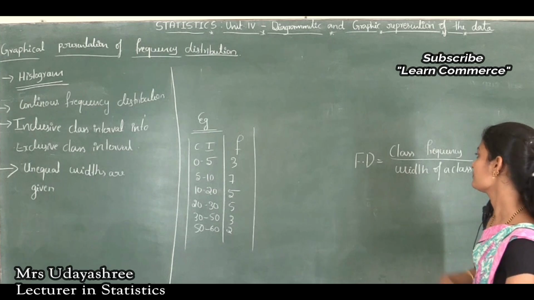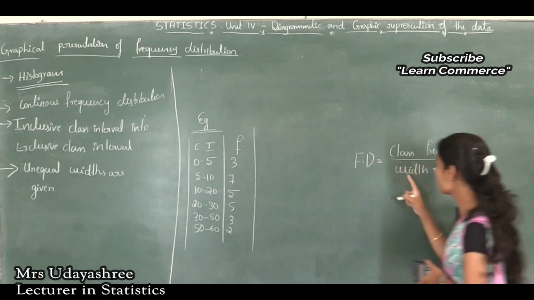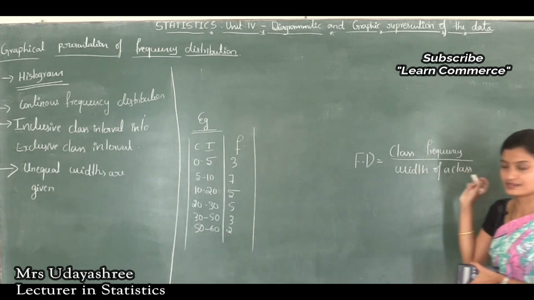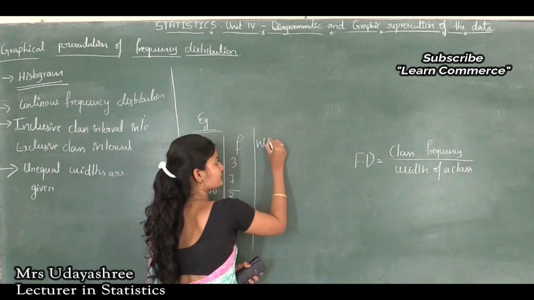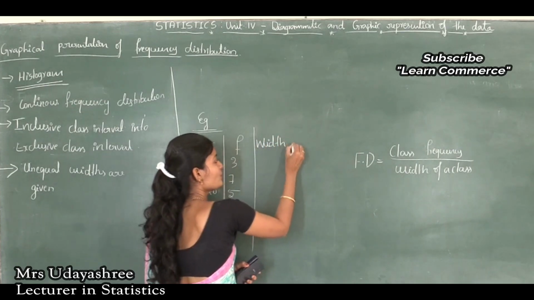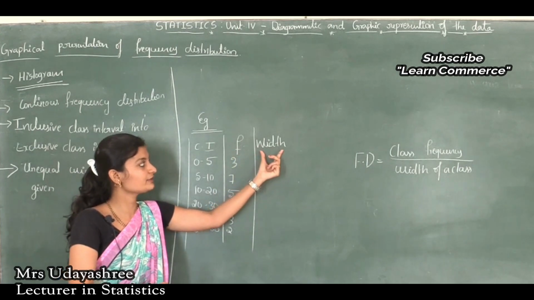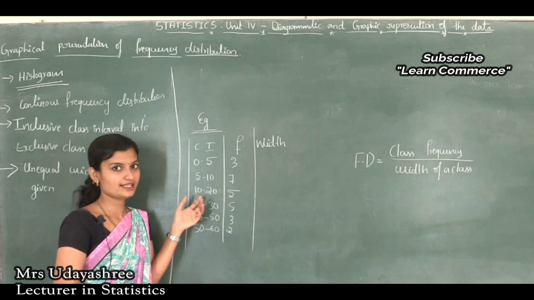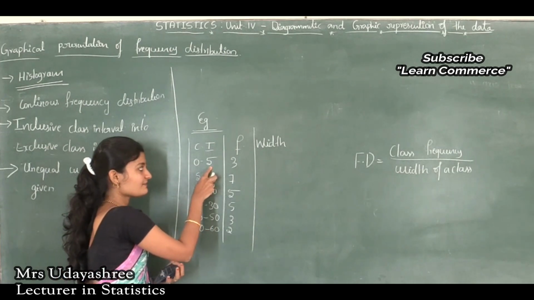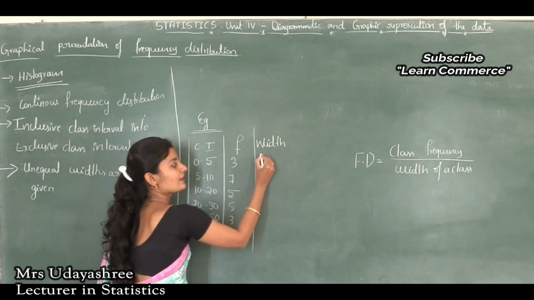Here class frequency means the frequencies that are given, and we need to find the width of a class. So the next column is width of a class. How to find width? To calculate width, we use the formula upper class limit minus lower class limit, isn't it? So here upper class limit is 5, lower class limit is 0. So 5 minus 0 is 5 only.